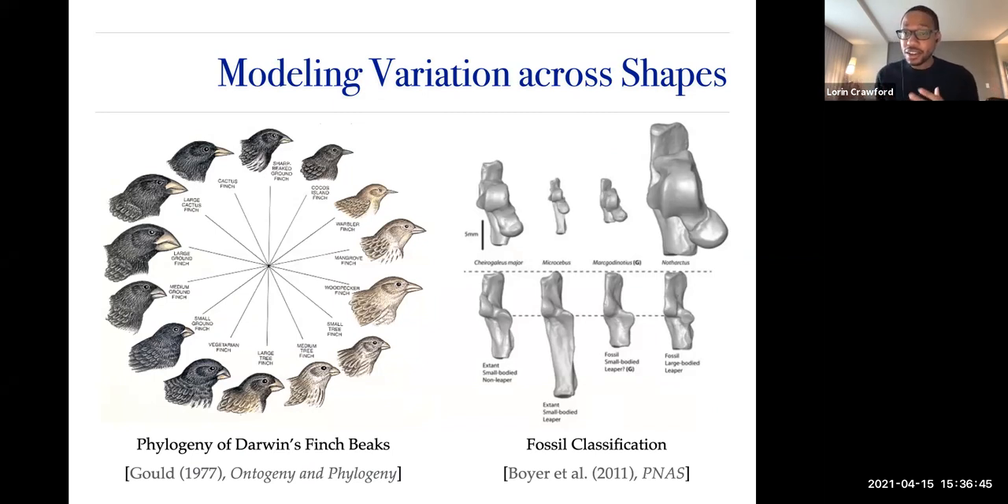The idea here is that we want to build statistical models that allow us to understand and do almost like 3D variable selection on these surfaces, these three-dimensional objects, and understand variations across different groups, whether that be primates, birds, or the case might be.